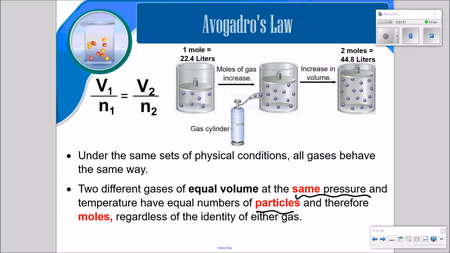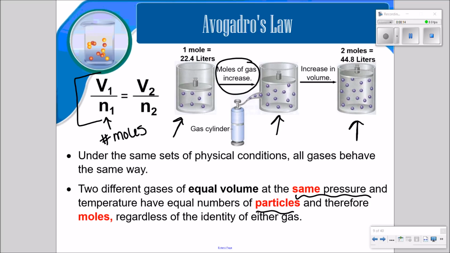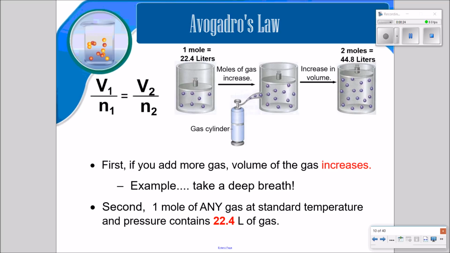If you look at this little diagram here, we've got our first cylinder, we've got 1 mole in here and 22.4 liters. We're increasing the moles of gas by putting more moles of gas and more particles into our container. Therefore, the volume of my container is going to increase. That's going to be established by this formula over here. Volume 1 over n, where n is the number of moles of particles, equals volume 2 over the number of moles. So if you add more gas, the volume of your gas is going to increase.